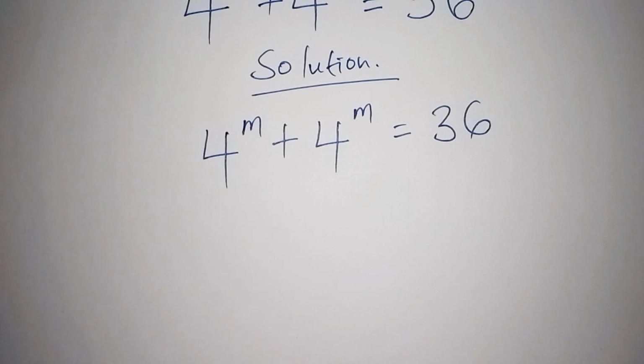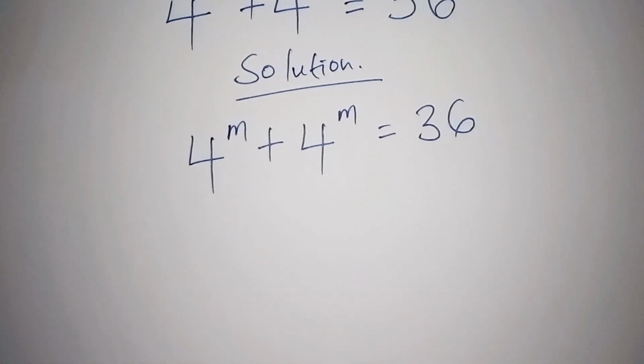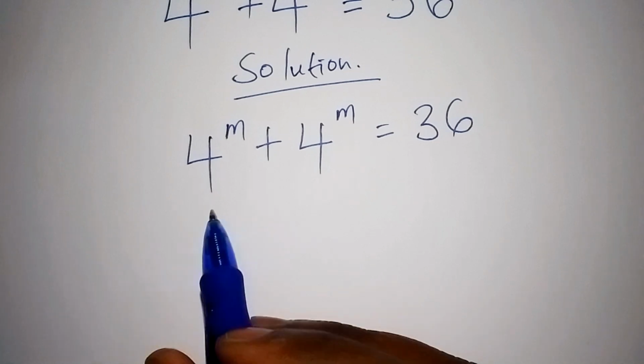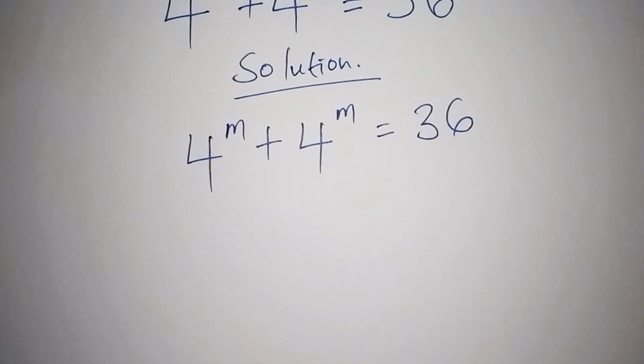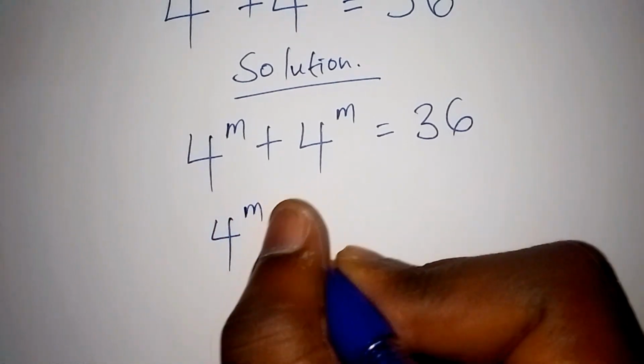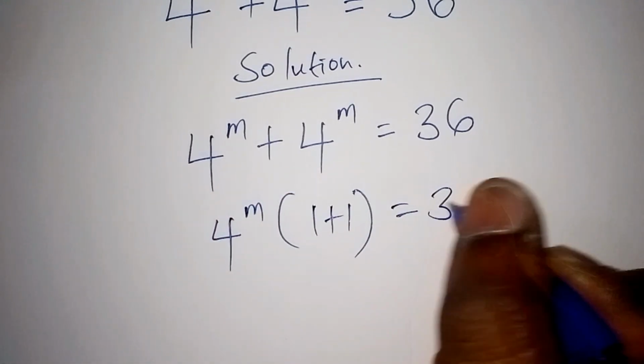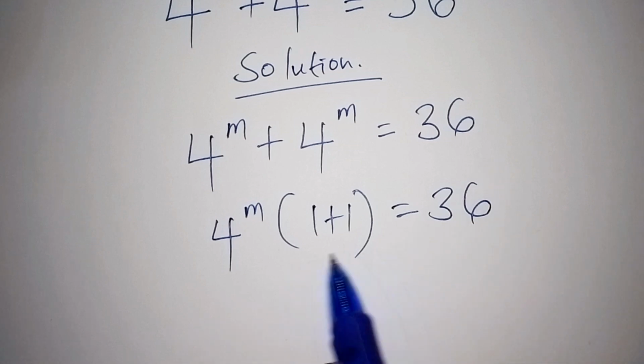The first thing we need to do is factorize this maths problem. We need to factorize 4 to the power of m plus 4 to the power of m, the reason being they are the same. So when you factorize, we shall have 4 to the power of m into bracket 1 plus 1, then you close the bracket, equals 36. In this case, we have factorized it.